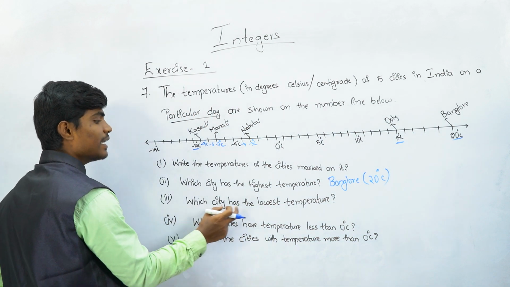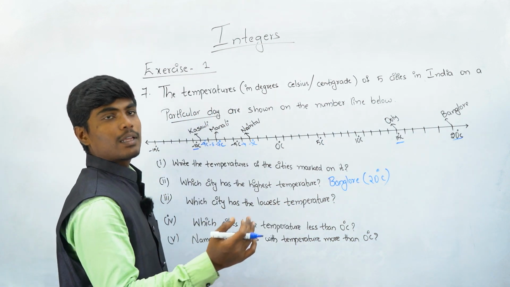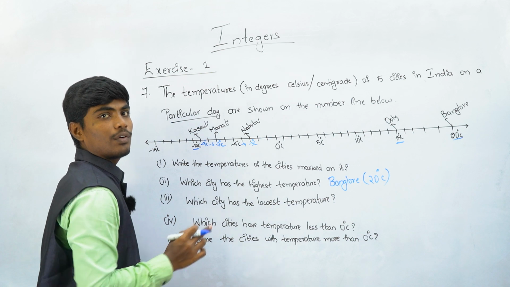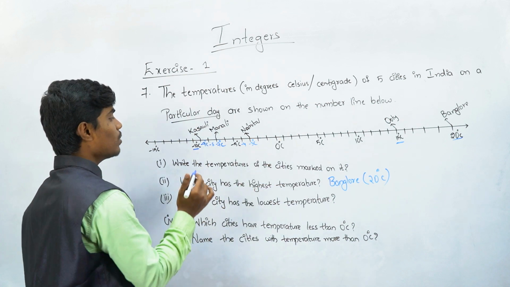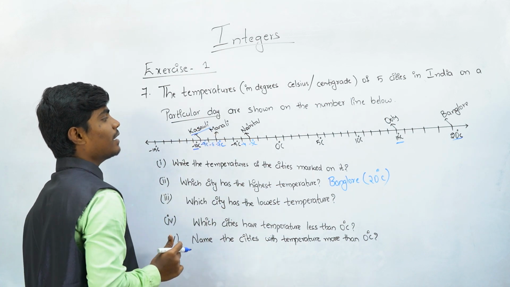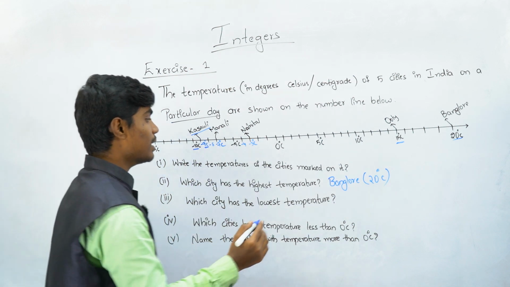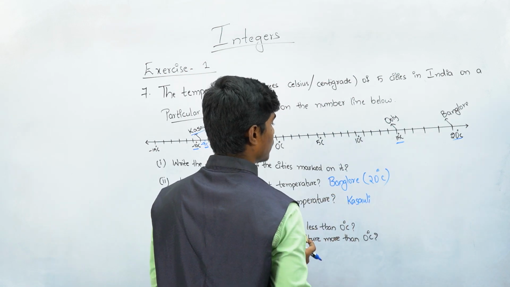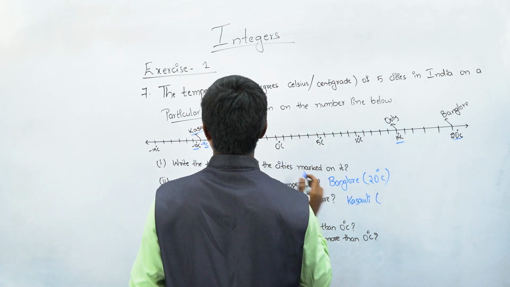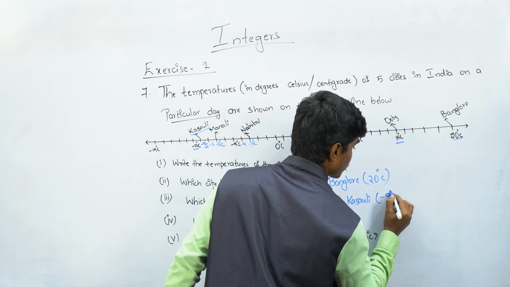Next, which city has the lowest temperature? The farthest left of the remaining cities is the lowest. So, here Kasauli is the lowest temperature city, which is minus 9 degrees Celsius. The answer is Kasauli with temperature minus 9 degrees Celsius.